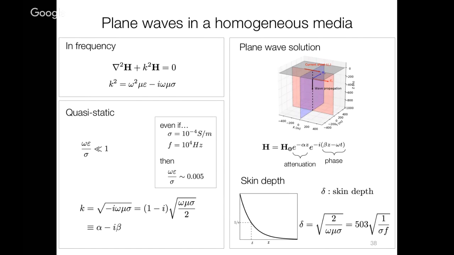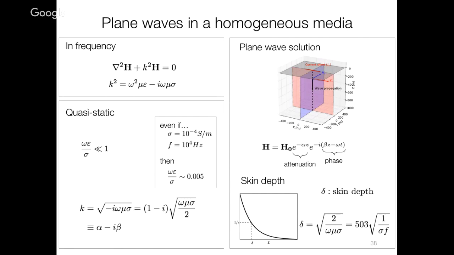Here's the electric field, here's the magnetic field, and everything is propagating like this. So that's a plane wave. With that approximation, we can put this wave number in, and we get the representation of that plane wave looking like this. This is the phase part, which tells how things are propagating into the Earth. But the important part is this attenuation term here.